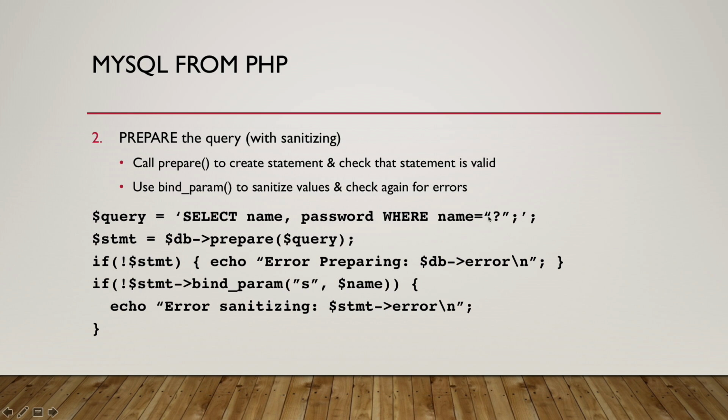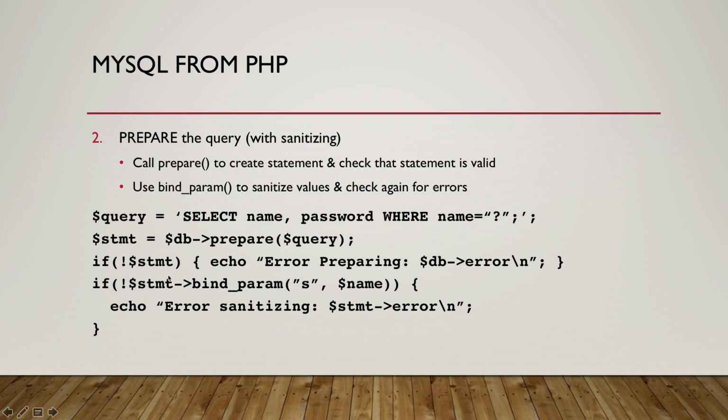Our query now, instead of containing the actual variable here, just says name equals question mark, where question mark is going to be the actual value coming into the database. This becomes a placeholder. It's sort of a blank. And when we pass this into prepare, prepare will recognize that question mark, and it will be ready to receive a value for it. Now, the prepare statement and checking if the statement was successful are still exactly the same.